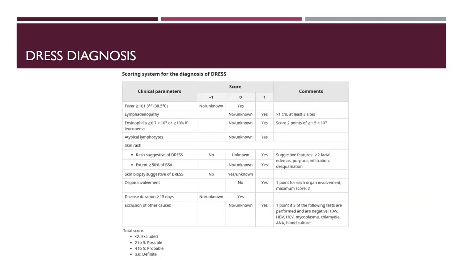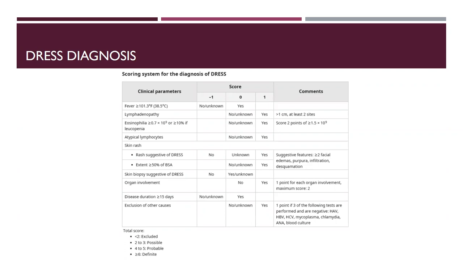This is how you diagnose it. This is also an UpToDate stolen graph, but basically you're looking for some of the same things we already talked about. So you're usually febrile. They usually have some degree of lymphedema. They have eosinophilia, and you can see some atypical lymphocytes on the peripheral smear. For skin rashes, you can do a biopsy, which is what we did with the patient I had on B1. We actually had Derm come do a biopsy that confirmed it.